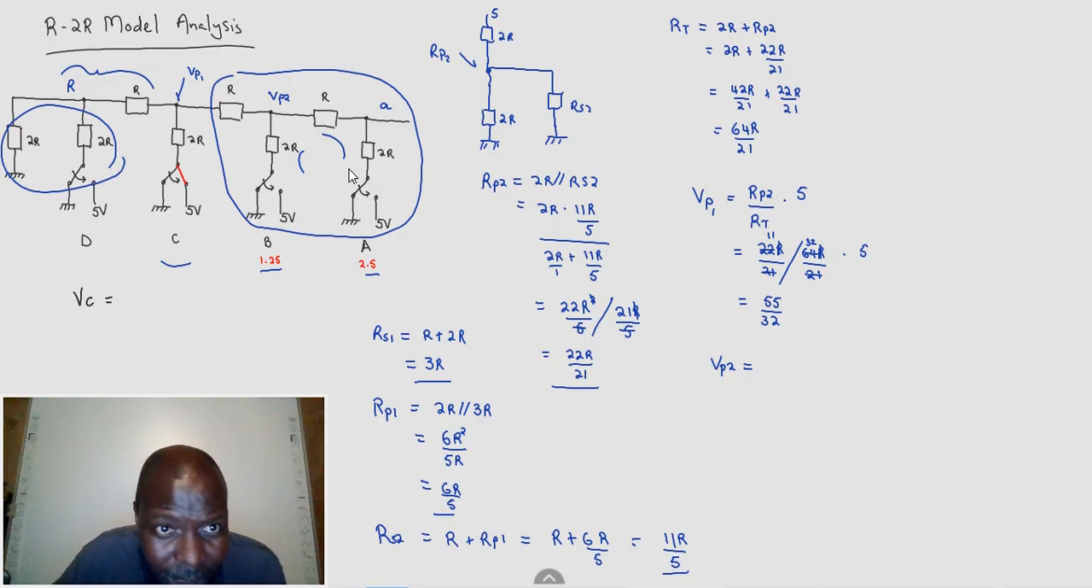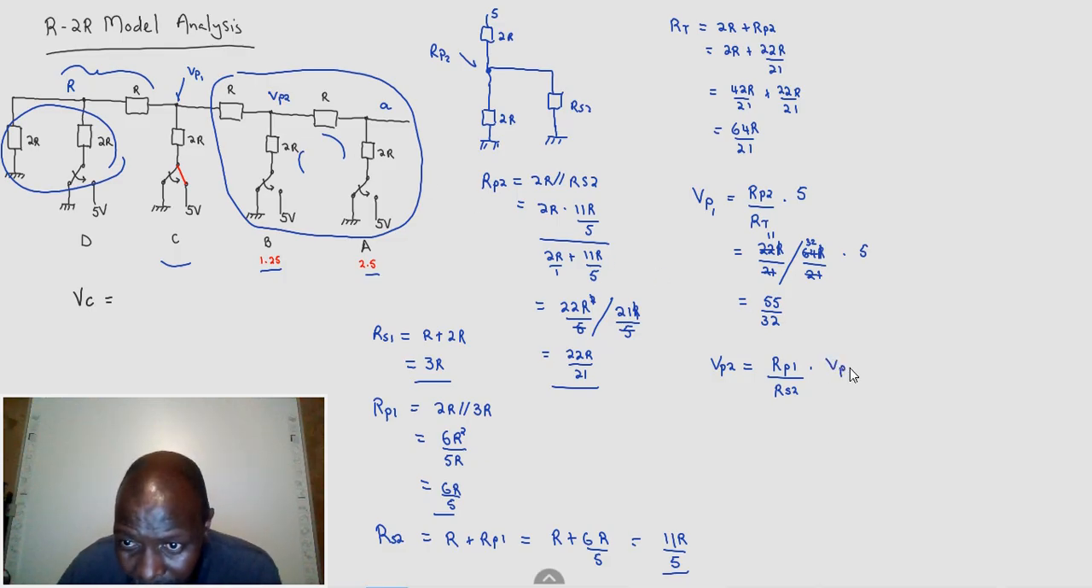So let's do V parallel 2. V parallel 2 is there. So that is from R parallel 1. So let's do R parallel 1 over, this is R series 2. R parallel 1 plus R is R series 2. R series 1 was this one here. So this is R series 2. So R series 2 is given by, okay, let me first give the formula. R parallel 1 over R series 2 times the V parallel 1 will give us V parallel 2.